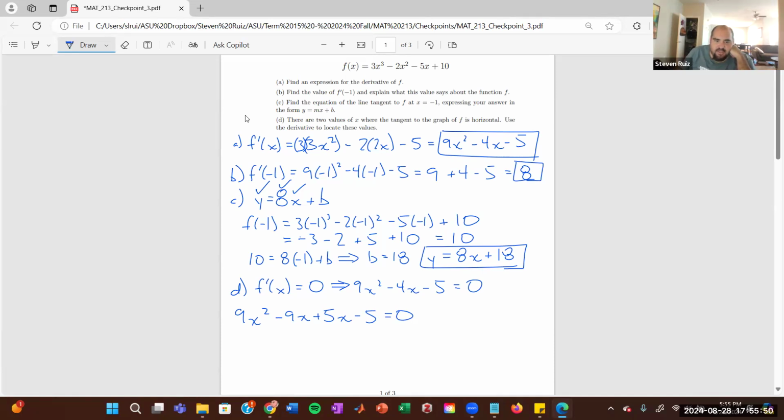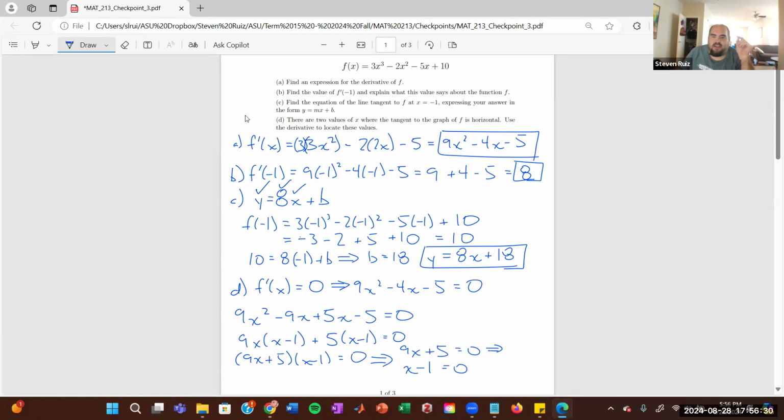So what's in common between 9x squared and negative 9x? I'm going to factor the 9x and I get x minus 1. Then the other two terms, 5x and 5, I can factor a 5 out and I get x minus 1. And then finally I have 9x plus 5 times x minus 1 equals 0. So basically I have two factors multiplied together equaling 0. Because of that, I can set each one equal to 0. So 9x plus 5 equals 0, and x minus 1 equals 0.